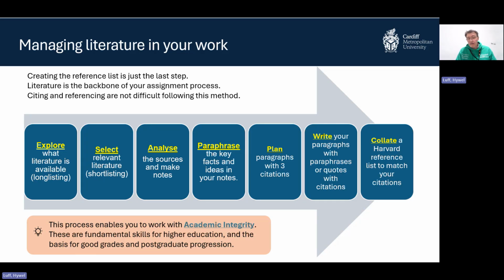And finally, after you've written out your assignment, then you collate your Harvard reference list, or if using APA, your APA reference list. But that's a process of just making sure you've got a reference list that has all of those works that you've cited in your text. Okay, so the reference list isn't an additional thing, it's a presentation of what you've used. And that's the whole point.